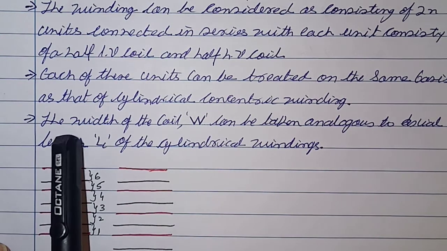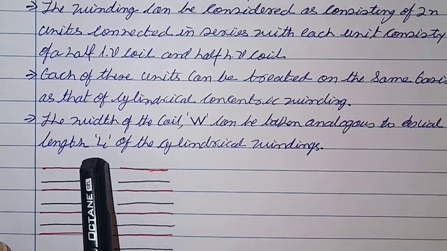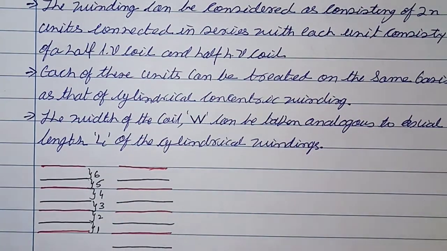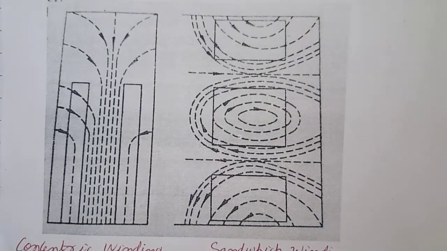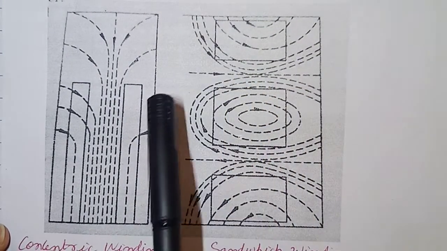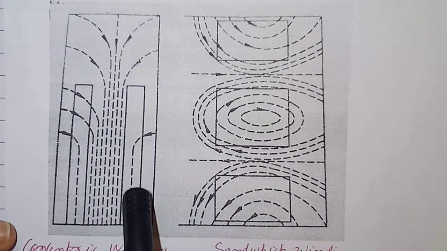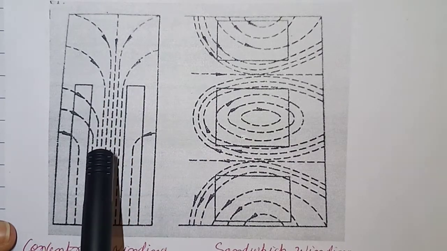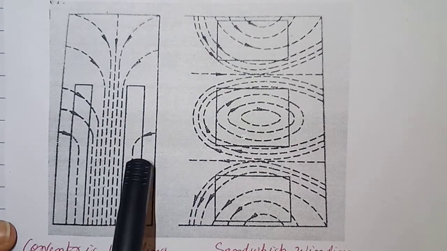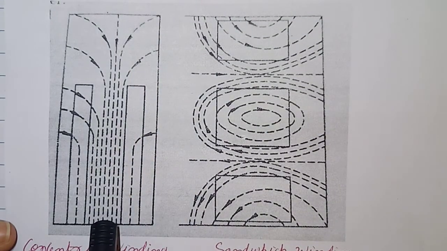Next, the width of the coil W can be taken as analogous to the axial length LC of the cylindrical winding. When we go back to the basics, this is our core type concentric winding. These were the windings and the duct, and the flux in the duct was parallel to this. This is the axial length that we had, LC.